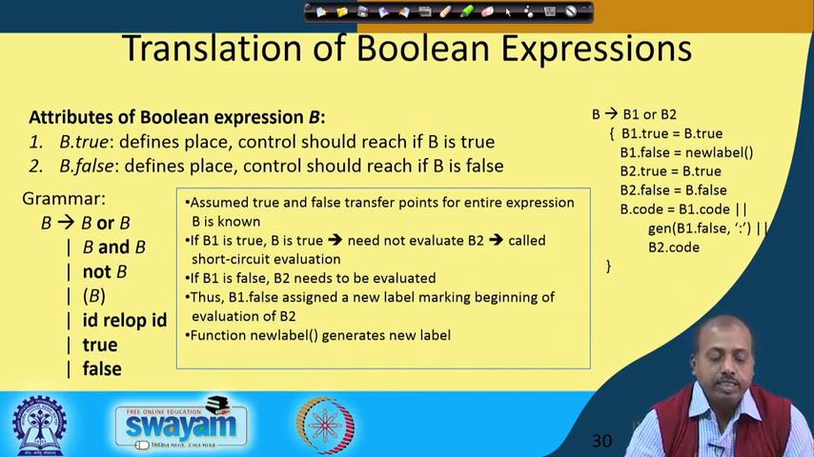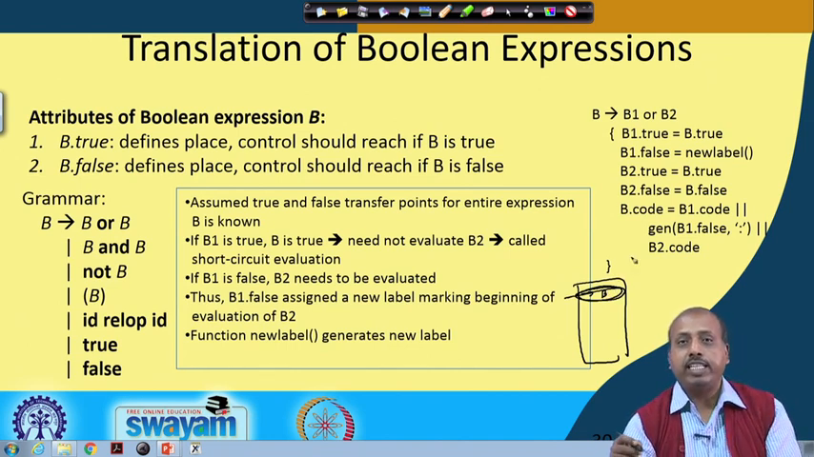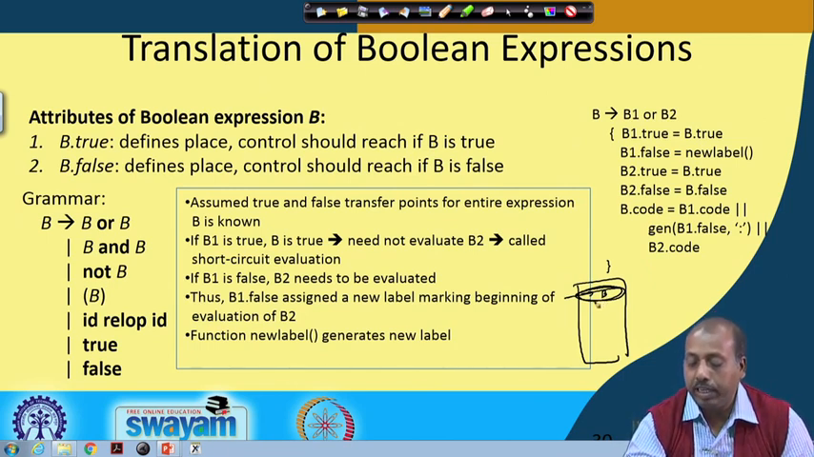We will assume that there is an attribute b dot true. For any Boolean expression b, it will have an attribute b dot true. That defines the place where control should reach if b is true. So, in the program execution, if this is a portion of the program, and at this point I have some code which is evaluating the Boolean expression b. As I said, these are normally part of if then else or while statements. So, if this b condition is true, then where to go?